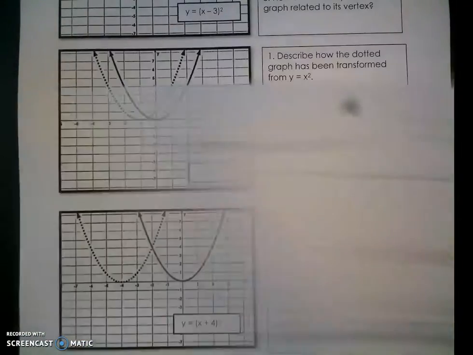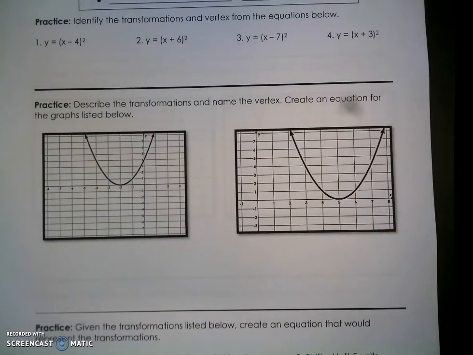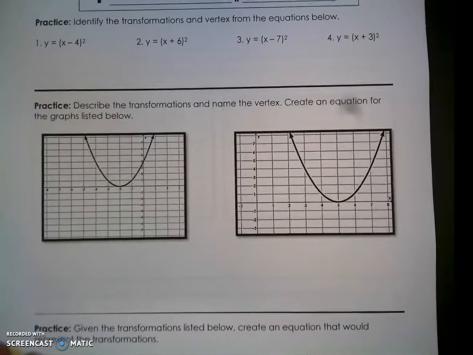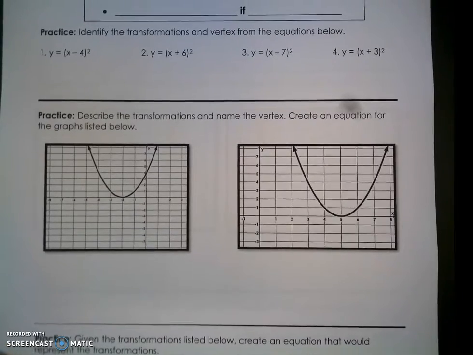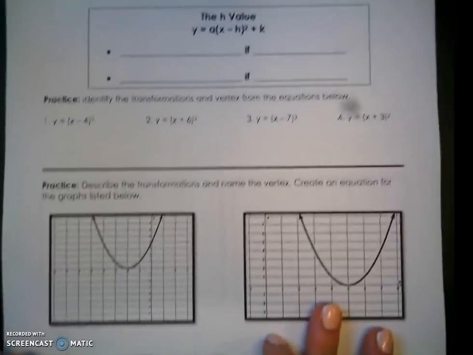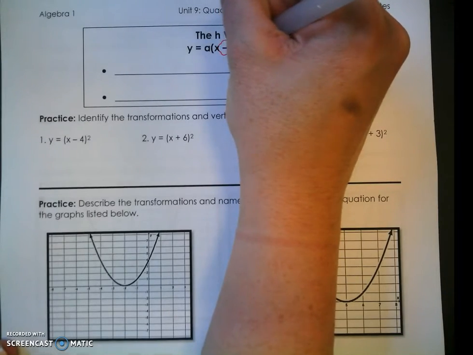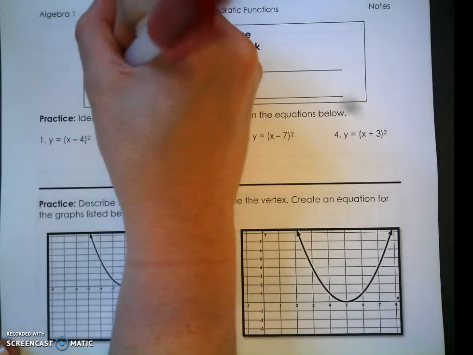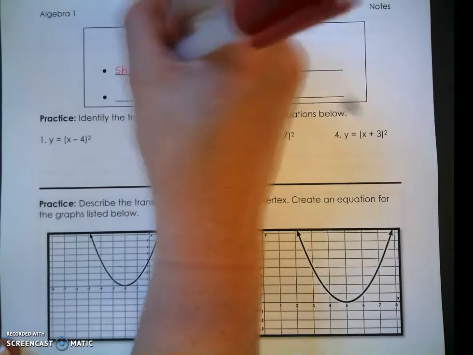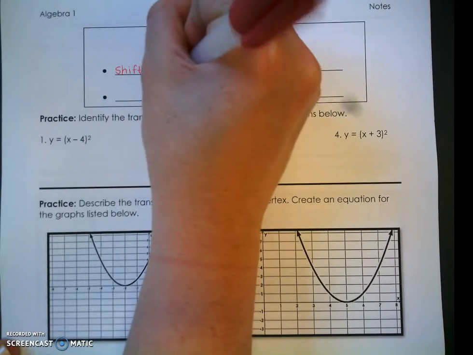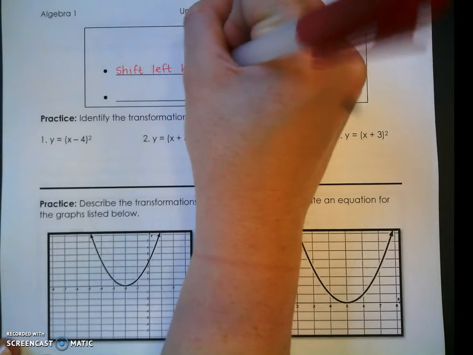Then we did exploring the h value, and then we talked about the h value. So again, full copies of everything we did are on the notes key under the classwork for each day. This is just kind of like a summary. So the h value is what we're talking about now, and that is your shift left and your shift right.